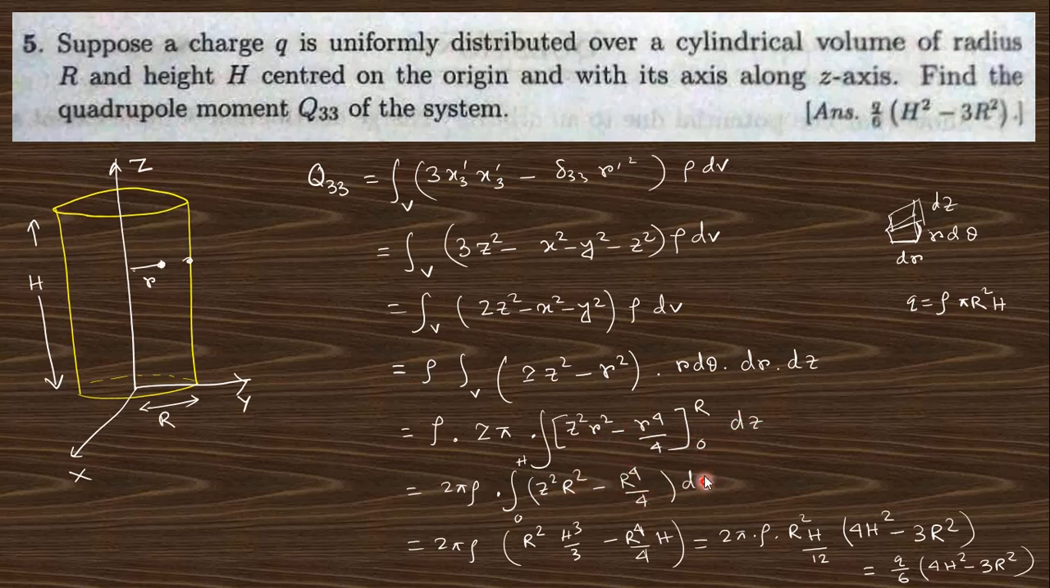If you integrate with respect to dz, you get R square times z cube by 3, so putting the value h cube by 3, and for the other term only z, so this is h, and if you take common factors, finally you get this expression. This is q by 6 times 4h square minus 3R square, but here it shows only h square, I think there is a mistake. If you find a mistake here, you must comment in the comment box. Okay. Next question.